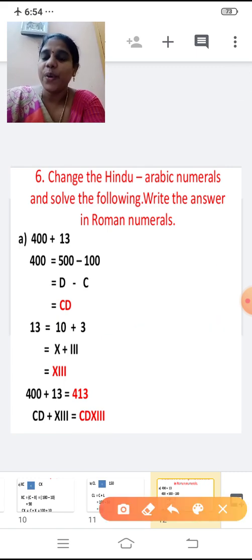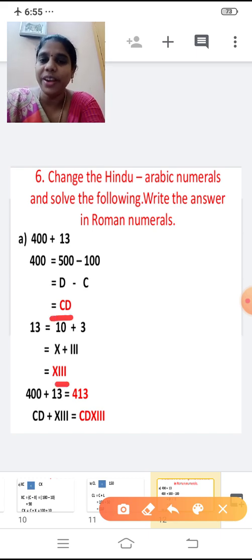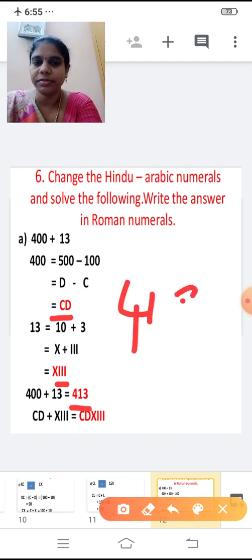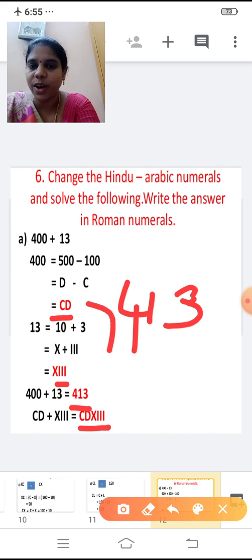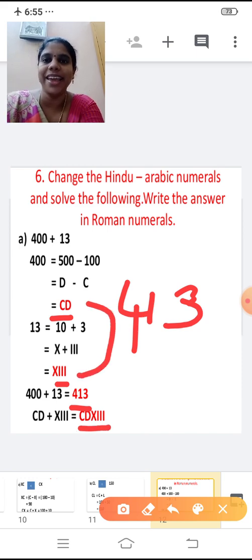First, we are going to change the Hindu-Arabic number into Roman numeral, right? So, 400, 500 minus 100. So, D minus C, CD. Answer is CD. Then 13, 10 plus 3, 13. X plus I, XI. Now, add all together, 400 plus 13, 413. We know the value for 400 plus 10 plus 3. CD plus 10, X plus I. 400 plus 13, CD, add all together, CD, X, I.